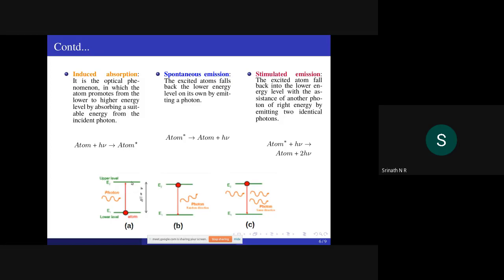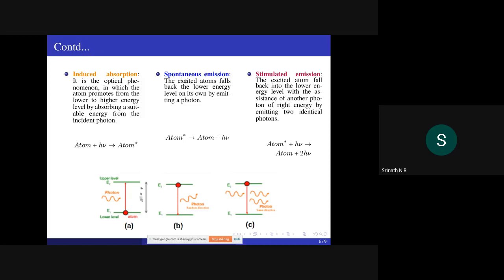For example, if the energy gap between two energy levels is 3 electron volt, it means the energy of the incident photon must be equal to or greater than 3 electron volt. If the energy of the incident photon is less than 3 electron volt, the atom will not excite. If the energy of the photon is more than 3 electron volt, the atom will excite. The extra energy may be utilized as kinetic energy of the atom.